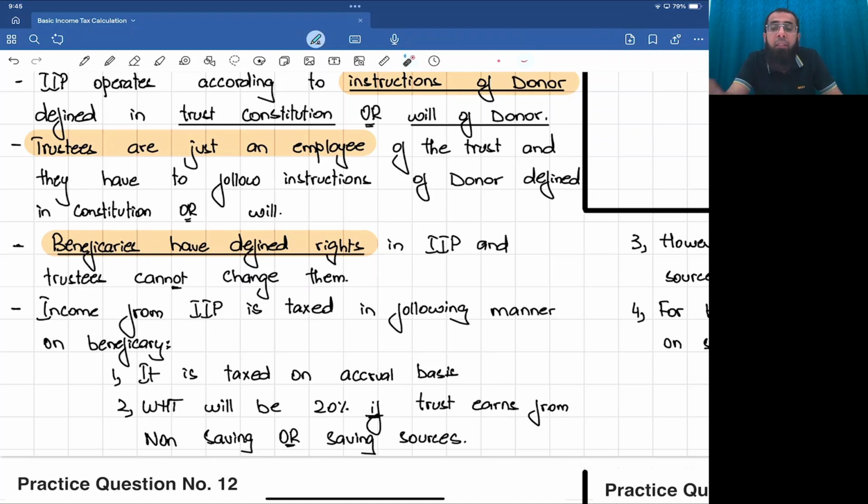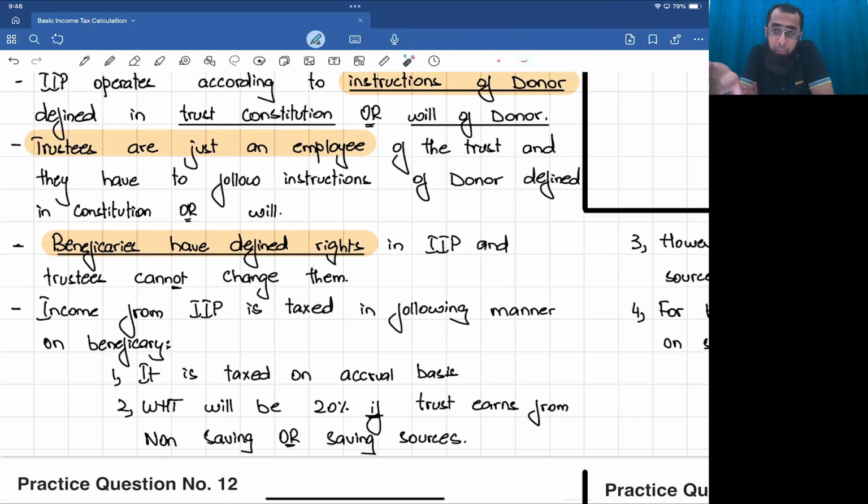Now, since in an interest in possession trust the objective is not to do tax planning, the tax rules are also more logical, not like the 45% withholding. Income from IIP is taxed in the following manner. It's taxed on an accrual basis because they have defined rights. Every year, their income will get accrued and the tax will be charged. Withholding tax will be 20% if the trust earns from non-saving or saving sources.